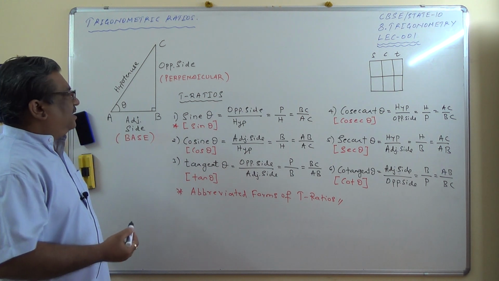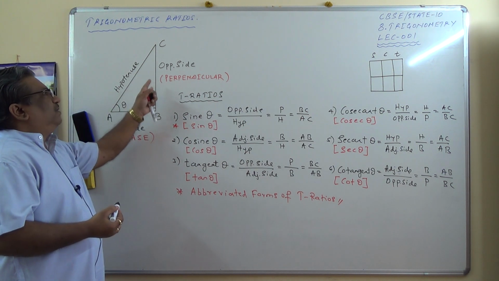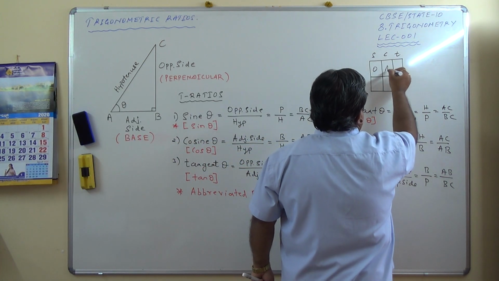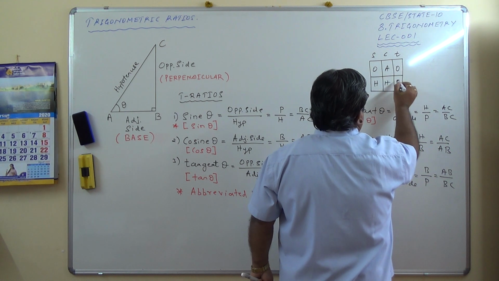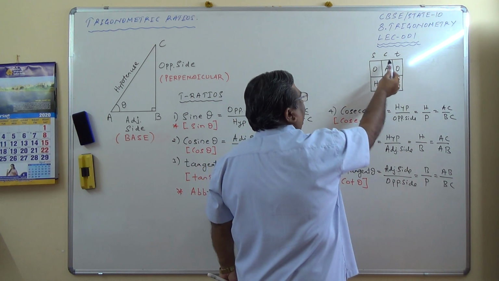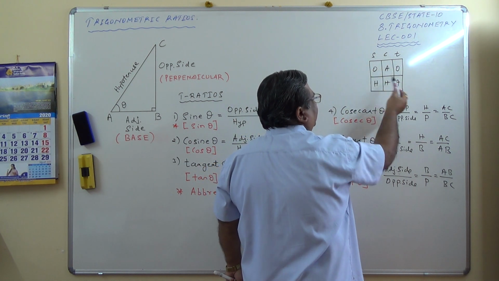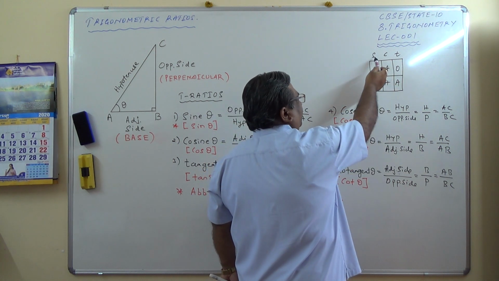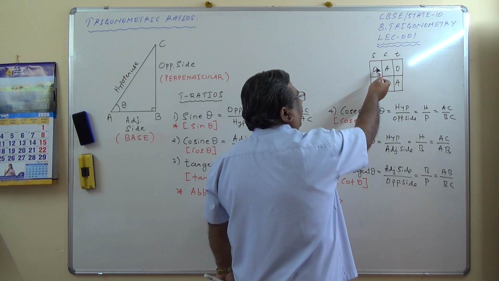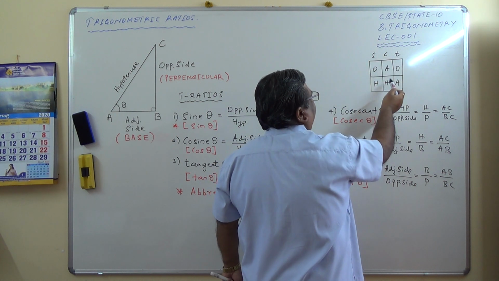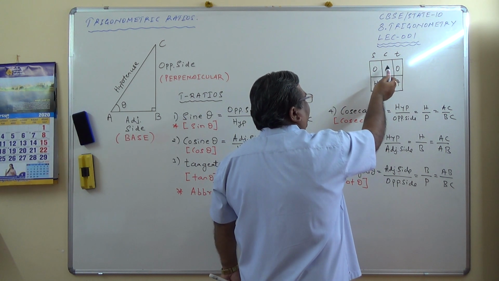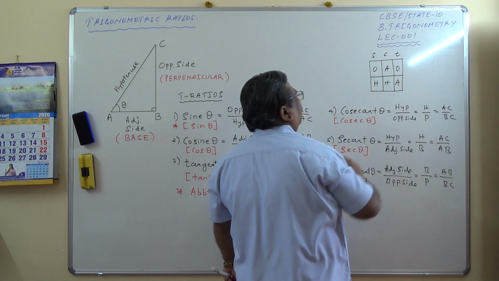One way of remembering this in terms of adjacent, hypotenuse and opposite side is: sine cos tan, O Anjaneya O Har Har Anjaneya. Sine theta is opposite by hypotenuse, cos theta adjacent by hypotenuse, tan theta opposite by adjacent side. Cosecant theta is hypotenuse by opposite side, secant theta hypotenuse by adjacent side, and cot theta adjacent by opposite.